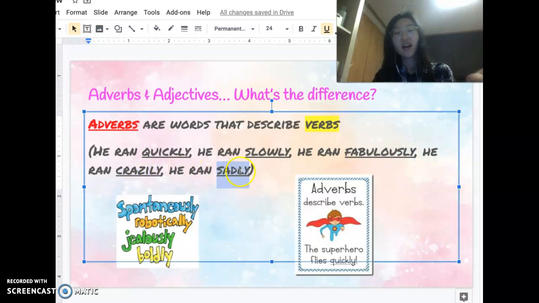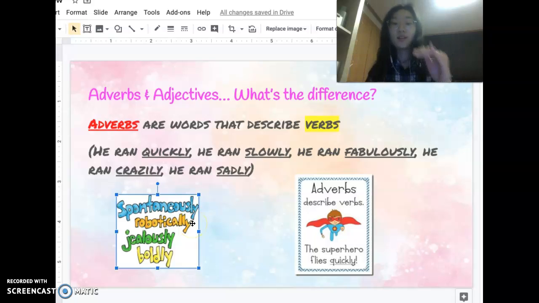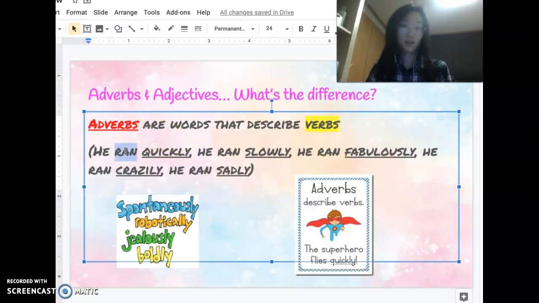So every single adverb kind of gives you a different picture. Other examples, spontaneously, robotically, jealously, boldly, quickly. Those are adverbs. These words describe the verb ran, running, just an action.